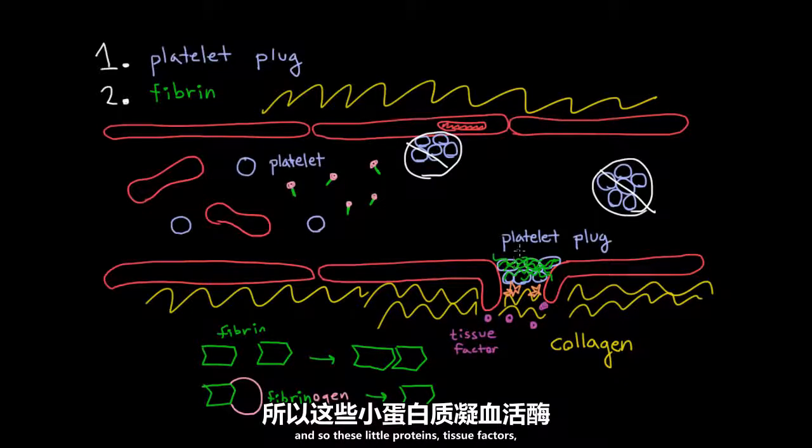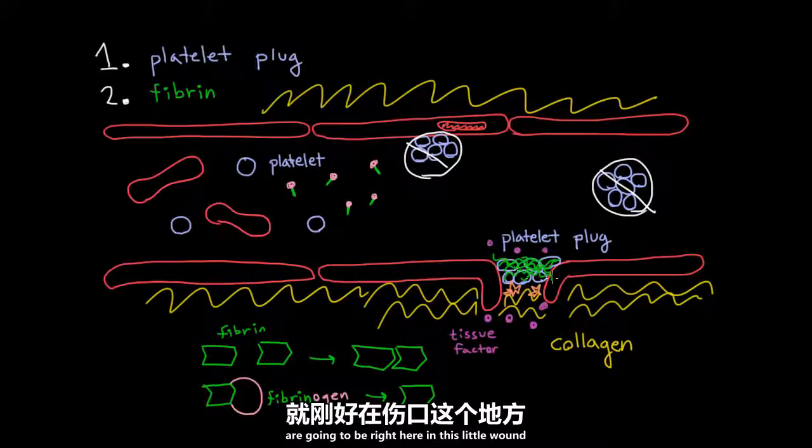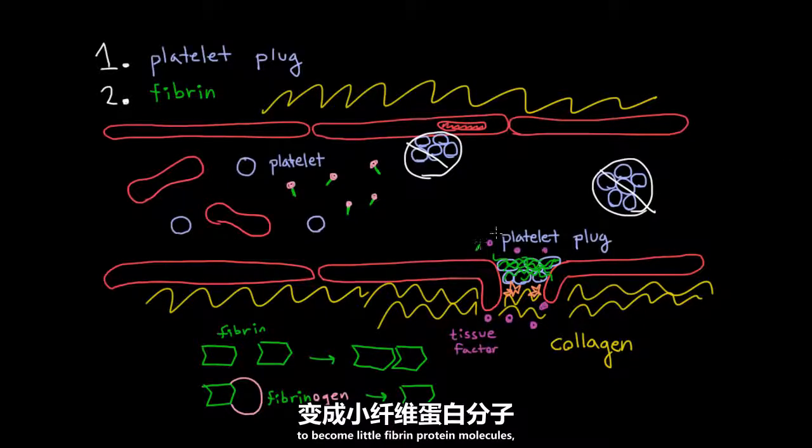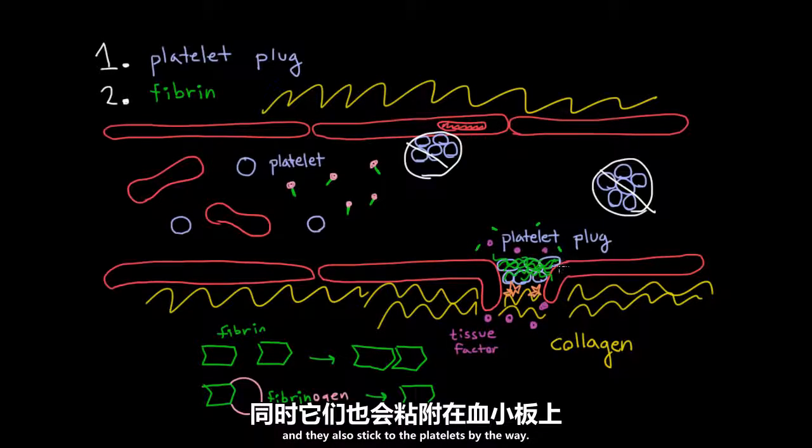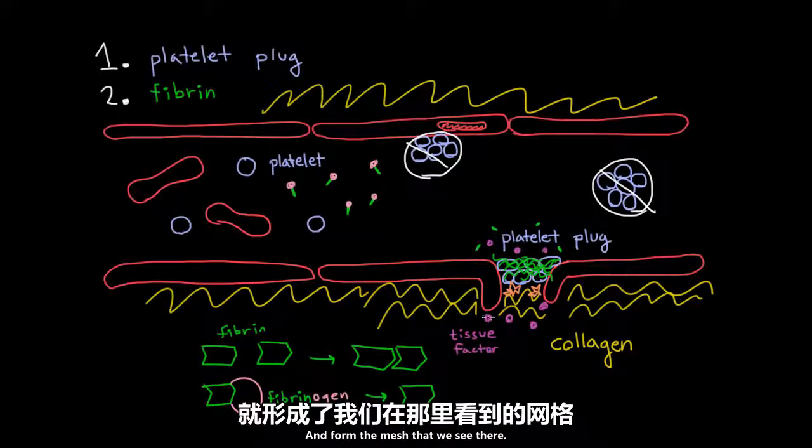And so these little proteins, tissue factors, are going to be right here in this little wound and around the wound, and there they'll cause these fibrinogen to become little fibrin protein molecules, and then those fibrin will be able to stick together, and they also stick to the platelets, by the way. I hope I was clear about that, and form the mesh that we see there.